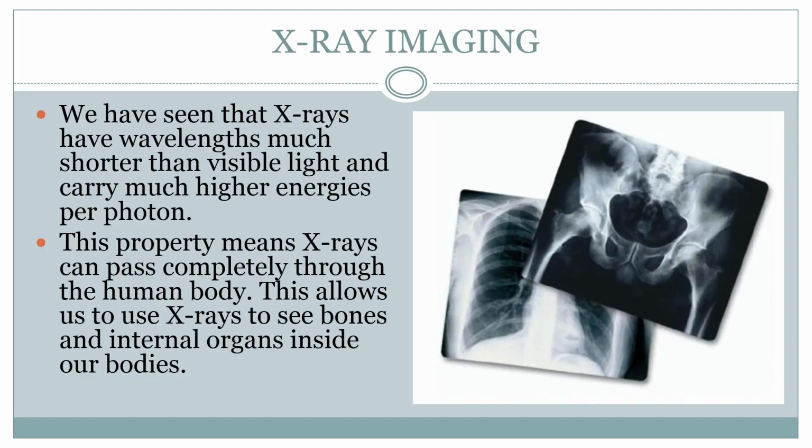Now we already know that X-rays have much shorter wavelengths than visible light, like we're talking thousands to tens of thousands of times shorter, and therefore, according to Planck's law, they must carry significantly higher energies per photon. Now what this means is that whereas visible light can't pass through your body, X-rays can pass straight through to the other side, and it's this property that allows us to use X-rays to see what's happening inside our body, to see our bones and to see our internal organs.